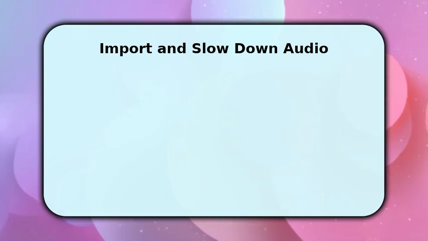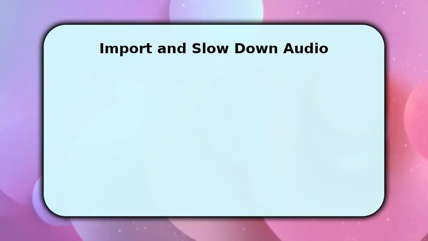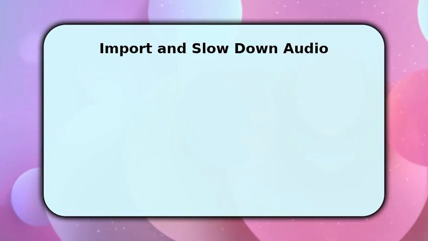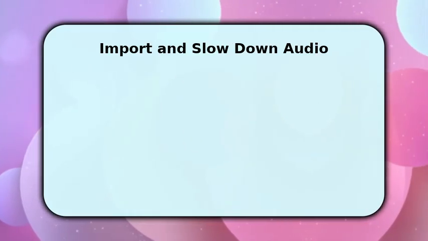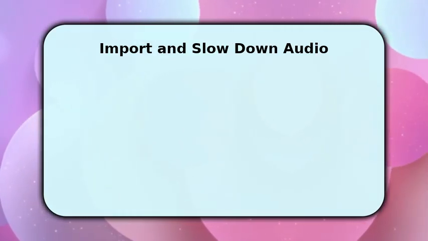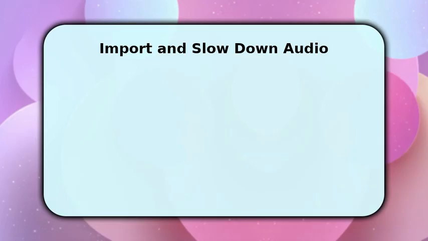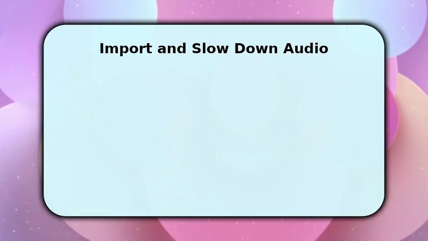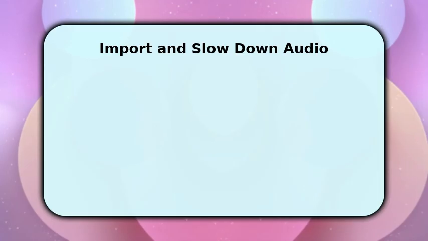Next, find the speed or tempo adjustment option. In Audacity, you can use the change speed effect. Experiment by reducing the speed, perhaps by 15 to 20%, to achieve that signature slowed sound. Remember, you can always fine-tune this later.